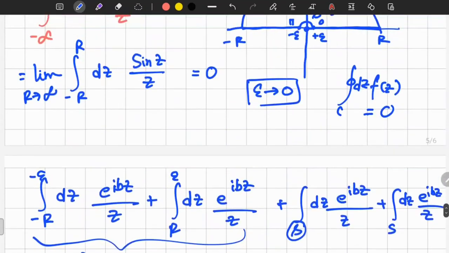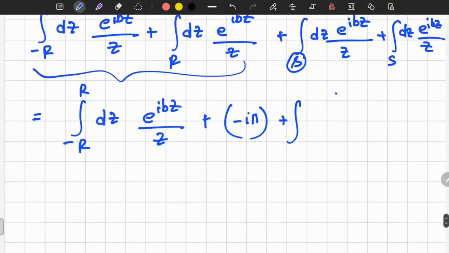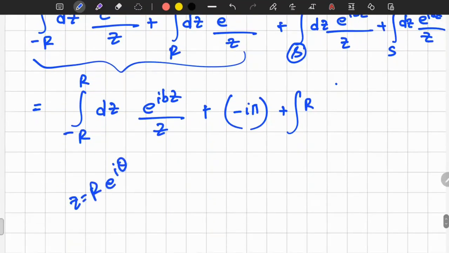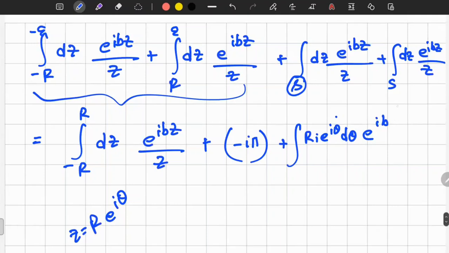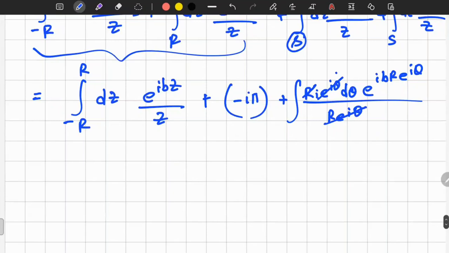Similarly, we can put it here also. The radius here is r, so instead of epsilon we have to put just r. Then z equals r into e to the power I theta. Same thing, so it will be r I e to the power I theta d theta. Again it will be e to the power I b, and z is r into e to the power I theta. I'm repeating the step, just instead of epsilon there will be r. R e to the power I theta cancels out, I will be there, so this part remains, right? And here the integral is from 0 to pi.